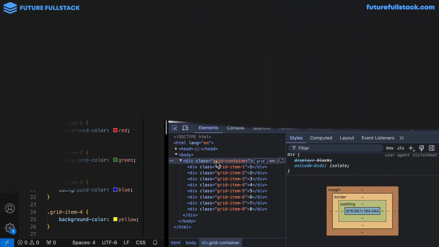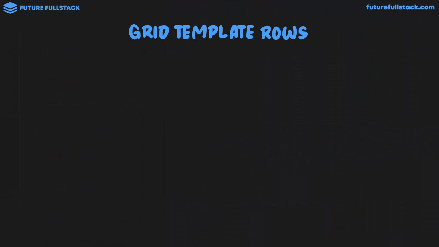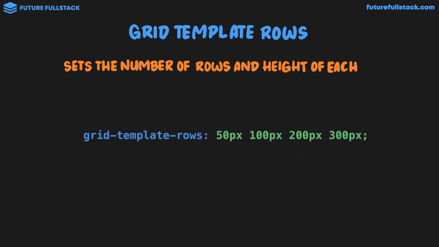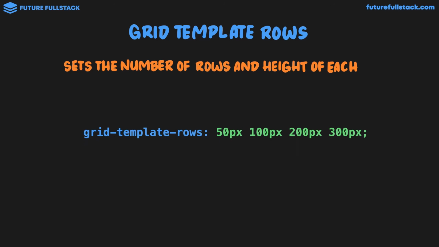So let's now take a look at grid-template-rows. This sets the number of rows and height of each. The CSS property looks like this: grid-template-rows. And similar to grid-template-columns, the values are now setting the height of each row. So row 1 will be 50 pixels, row 2 will be 100 pixels, row 3 is 200 pixels, and row 4 is 300 pixels. So each of these values are setting the height of each row.